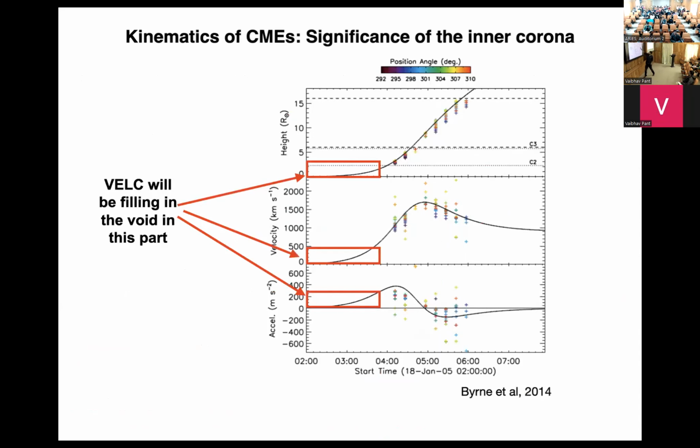These data points are from the existing observatories. But you see, they have just extrapolated it up to here, but there are no real data points. How do you know that they will follow this curve? We really do not know. So VELC will provide the data in this region. That is one significance of VELC. It will improve our understanding of the CME initial variation, right?